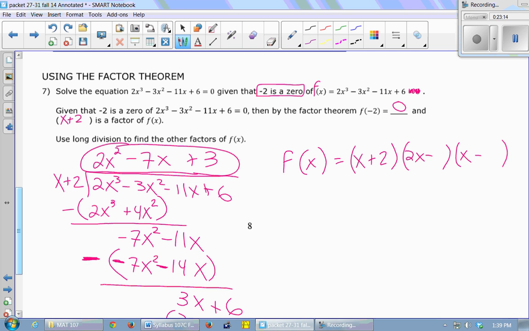I could put the 3 here and the 1. I could put 3 here and 1 here, or 1 here and 3 here. If I put a 3 here and a 1 here, then when I FOIL it, I get negative 6x minus x. That gives me my negative 7x.